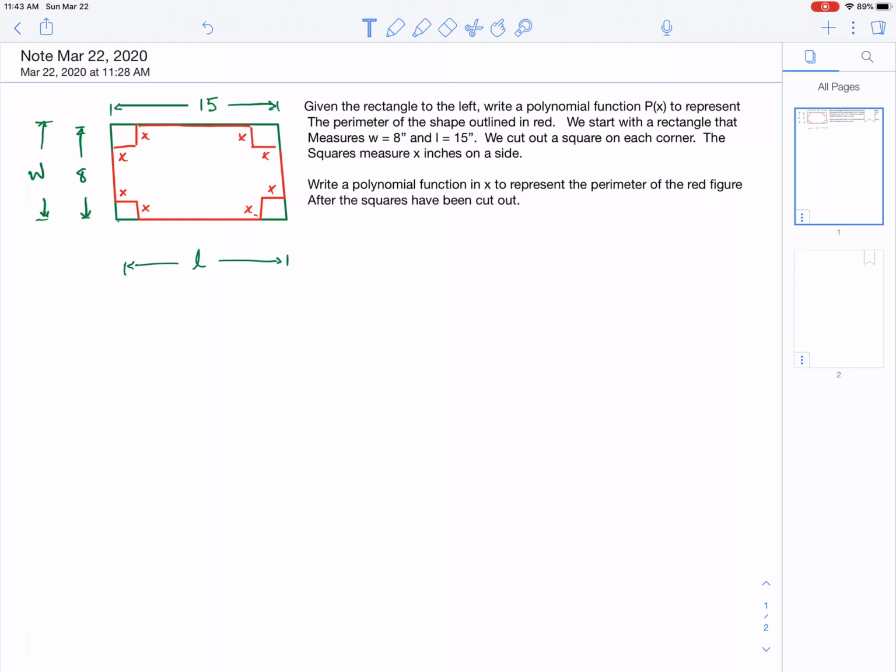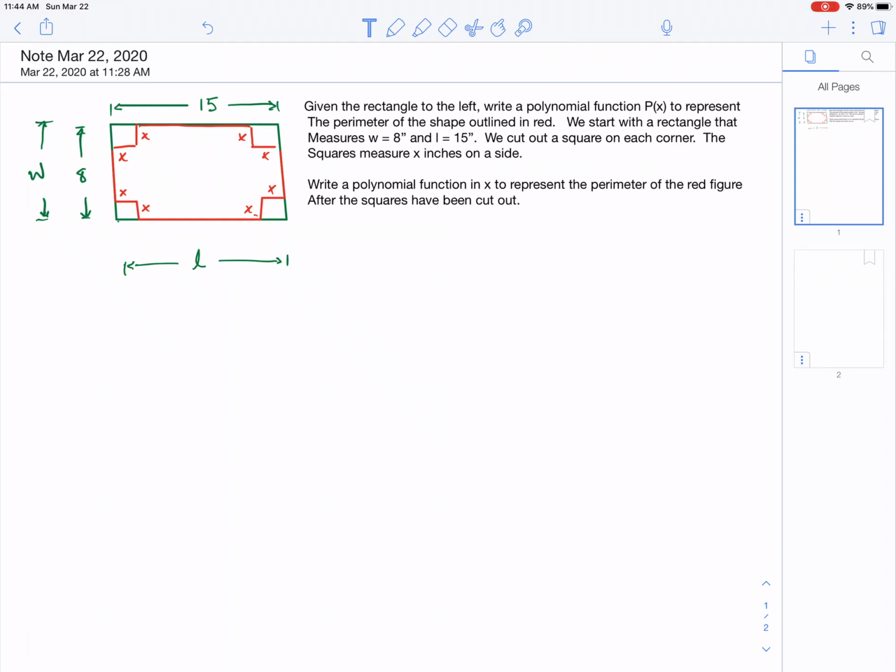Hello, this is a problem that one of my students sent to me, and we are to write a polynomial function to represent the perimeter of this shape that you see outlined here in red. So what we have is a situation where we start out with a rectangle that measures 15 inches by 8 inches. 15 is, of course, the length, 8 is the width. And we're cutting out squares on each of the four corners, and each of those squares measures x inches on a side.